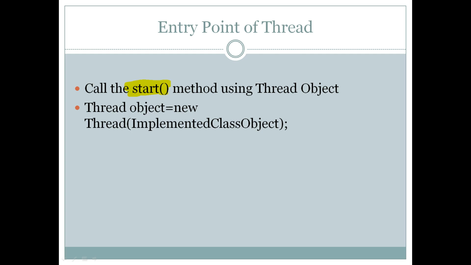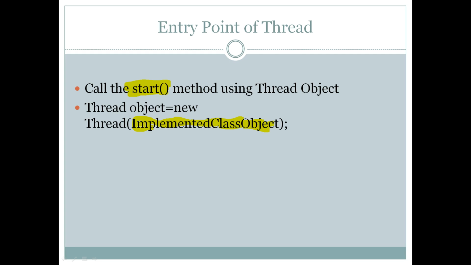run method of a particular thread, first we need to create an object of the Thread class. So with the built-in Thread class we can create a thread object: Thread name equals new Thread of, and we need to pass an object. It is very important. We need to pass an object of the implemented class. Please note this down, it will be important, because based on this only we can call it.